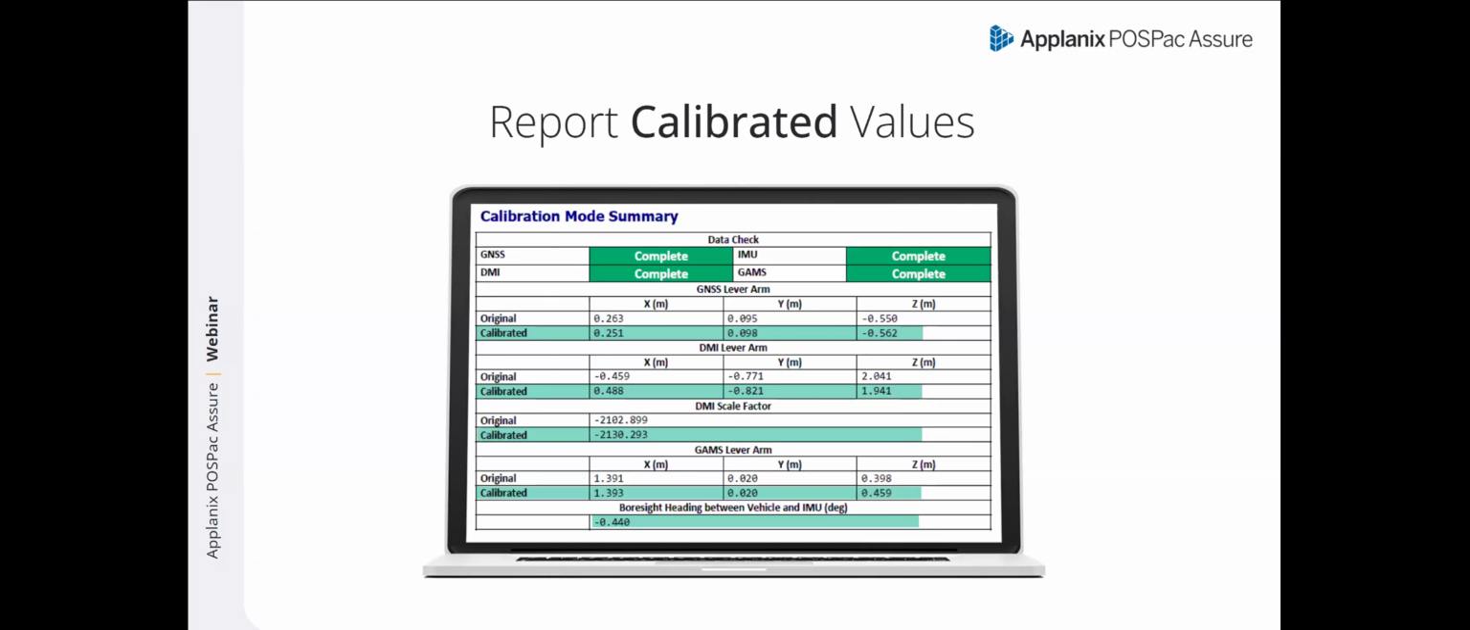And then if you look further down, you can see that the lever arms are displayed, the original lever arm, as well as the green highlighted calibrated lever arm. So you can see immediately if there was a difference, and you would bring that obviously back to the system and make the changes if applicable. So we have the GNSS lever arm, DMI lever arm, scale factor, GAMS lever arm, and at the bottom, more for the autonomy industry, is the boresight heading between the vehicle and inertial measurement system.